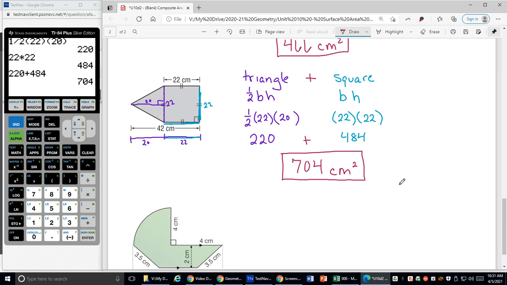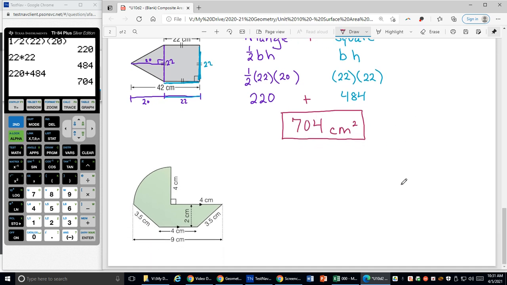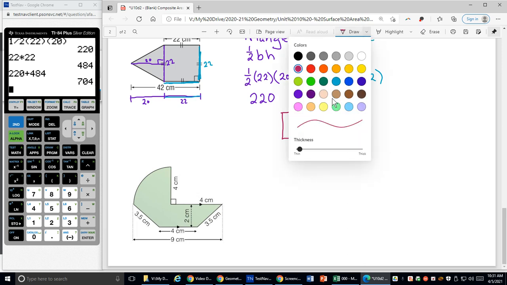Okay, all right, let's look at the last one. This last one kind of looks kind of weird. It kind of looks like an old-fashioned little baby carriage to me, but whatever it looks like to you. Remember, we want to see what is the smallest number of shapes we can make. Okay, so when I divide this, I'm going to first say, well, I've got part of a circle here, right?